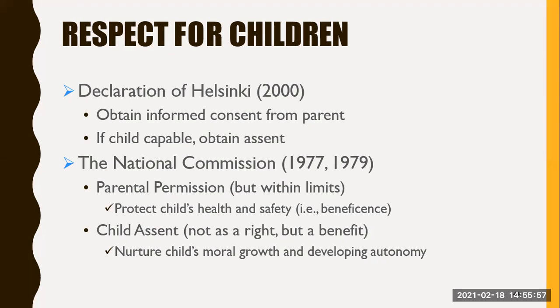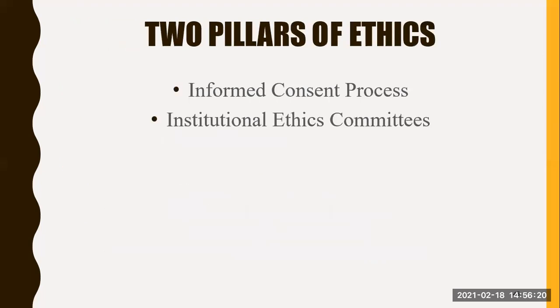We also have to explain things to the child so that the child can decide for themselves and give consent to the clinical trial. It will help in nurturing the moral growth of the child, and also help in developing autonomy. Then, two pillars of ethics are the informed consent process and the institutional ethics committee. The concept of an ethics committee was introduced by the Declaration of Helsinki.